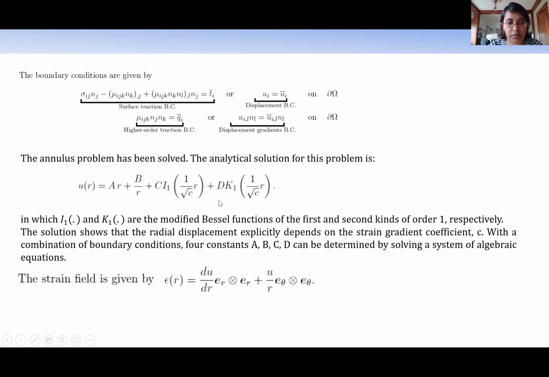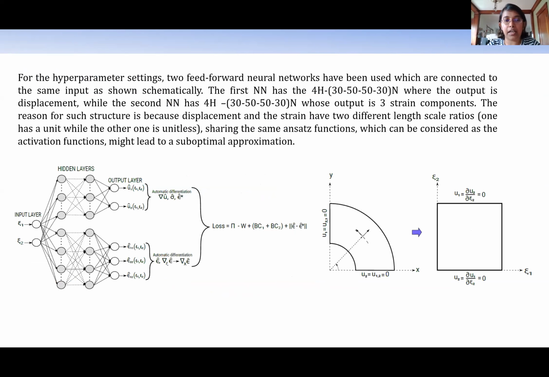Now, with a combination, the strain field is evaluated as this. Here, when they are solving the annulus problem, they have used two networks. So for the hyperparameter setting, two feed-forward neural networks have been used, which are connected to the same input as shown schematically. The first neural network has 4 hidden layers, where the output is the displacement, and the second neural network has 4 hidden layers, where the output is the 3 strain components.